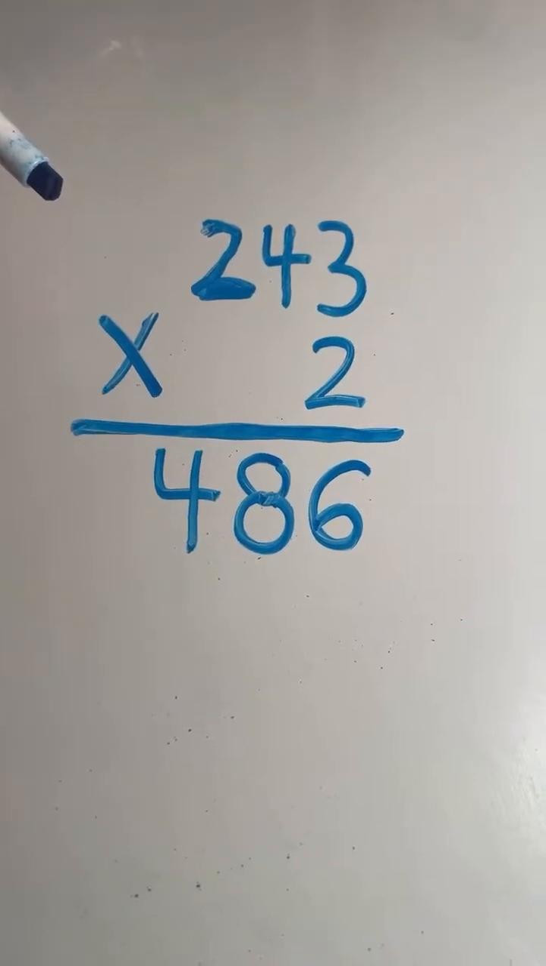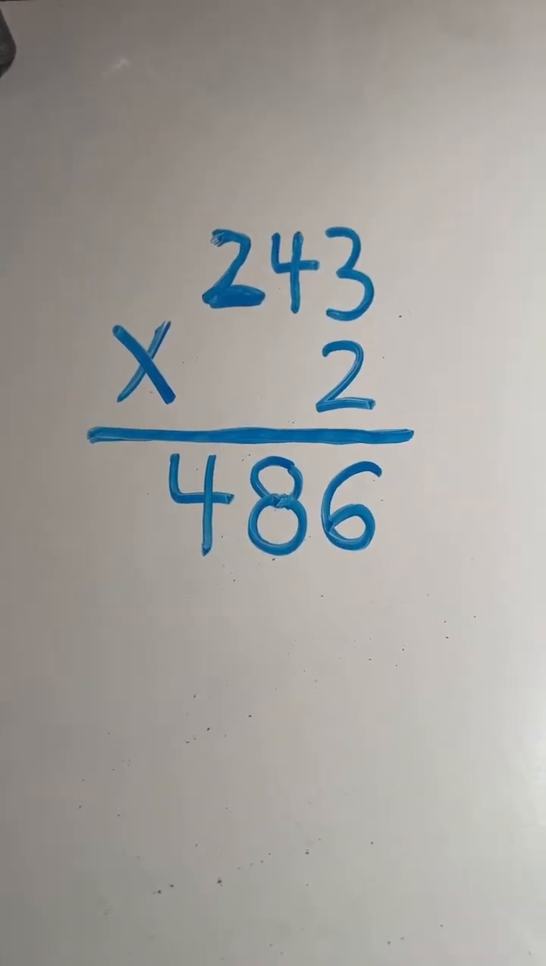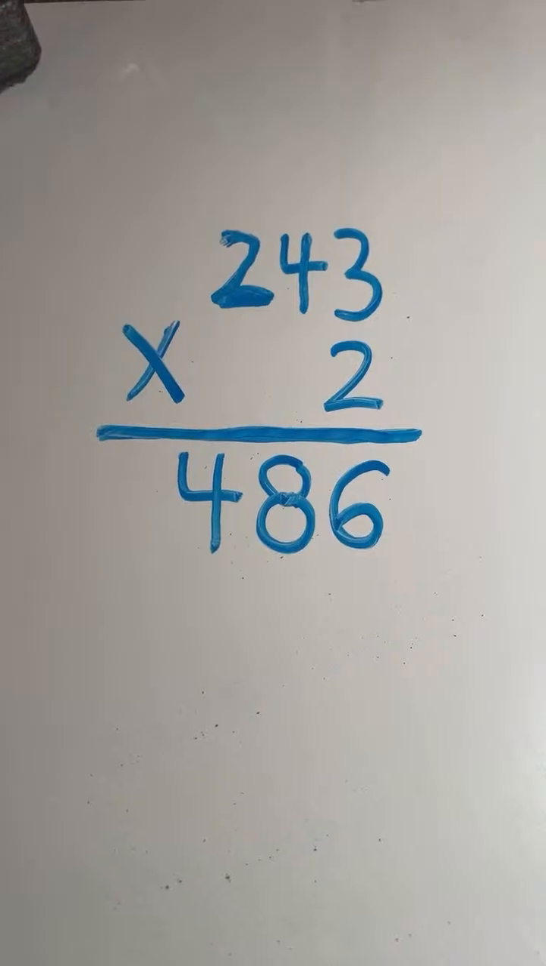And we have our final answer, 243 times 2 equals 486. All right, next problem. This might be the final problem of the video.